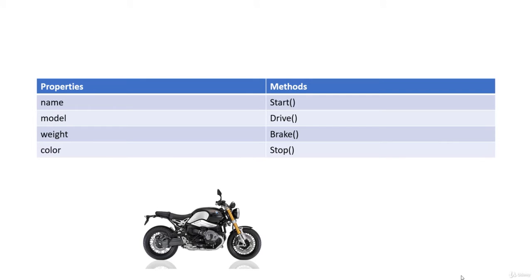That means they will do the same methods, or they are responsible for invoking the different methods at different times, but they have different properties. Two different objects will have different names, models, weights and colors, but in the case of the methods or behavior, they can start, drive, brake, stop at different times. That means any object will have properties and methods.